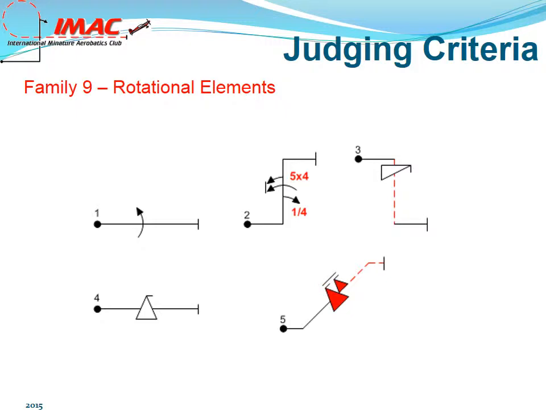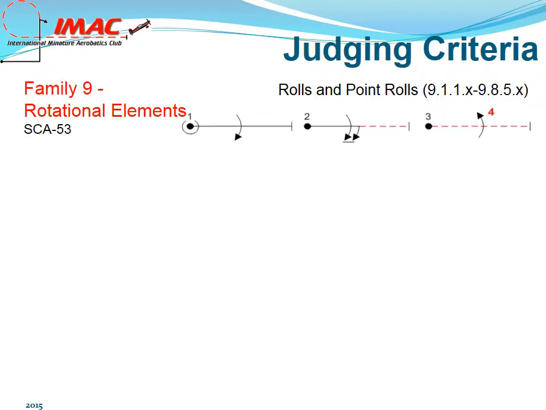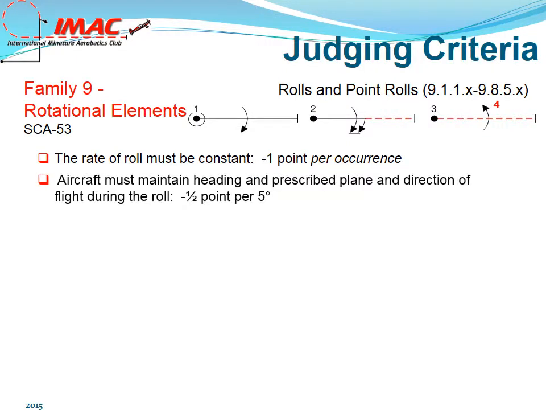Rotational elements include aileron rolls, part rolls, point rolls, spins, and snaps. Let's begin with aileron rolls and point rolls. The rate of roll must be constant, 1 point per occurrence.